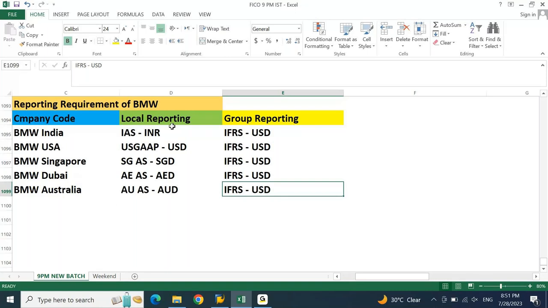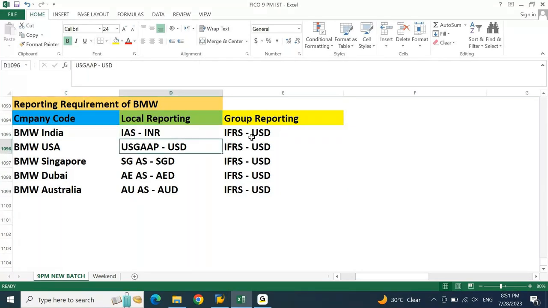Now, if you look at this, your local reporting keeps on changing. The moment you move to a different country, your accounting principle changes, your currency changes, which means your local reporting is dependent on the country in which you are operating. If you are operating in India, your local reporting will be Indian accounting standard followed by INR currency. If you are operating in US, US GAAP followed by dollar. If you are operating in Singapore, Singapore accounting standard, whatever it is, followed by Singapore dollar. Likewise, for any country of any organization, take that country's local accounting principle followed by that country's official currency. These two combinations will form your local reporting requirement. This is mandatory for every organization, irrespective of the application that you are using. This is not SAP specific. This is normal accounting standard specific.